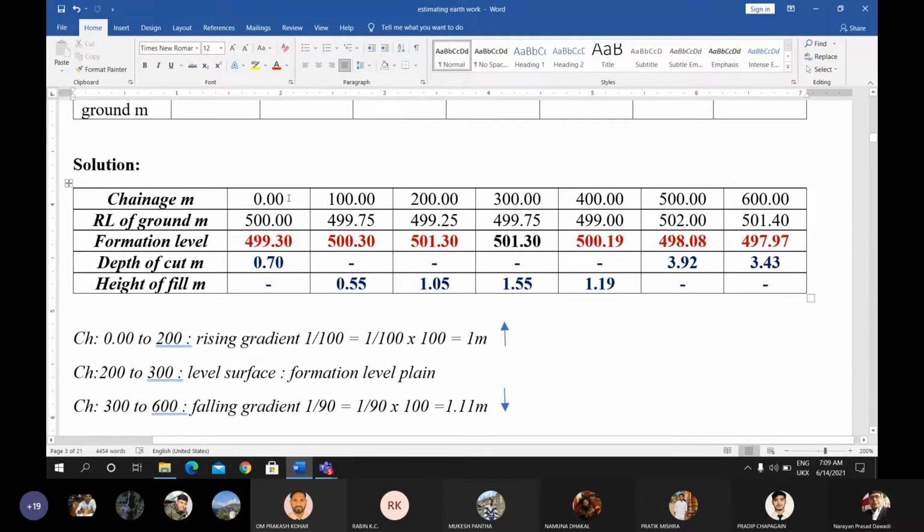If it was a falling gradient, then at that time the level would fall by 1 meter. That is, from 0 meter to 100 meter, if the road is in a falling gradient, the RL of the formation level of the 100 meter chainage will be 1 meter below the RL of formation of the 0 meter chainage. Okay, in this way you have to understand. From 0 to 200 meter there is a rising gradient. The distance interval between two consecutive sections is 100 meter. That's why 1 in 100 is the gradient value, and multiplied by 100 you will get the 1 meter value.